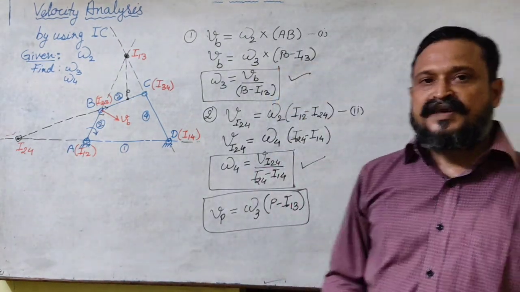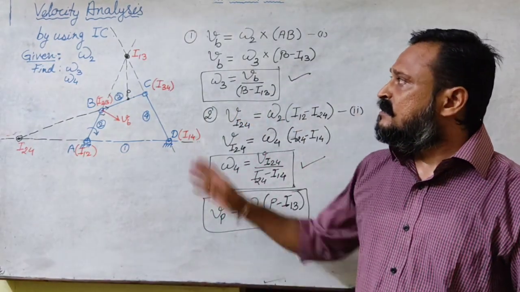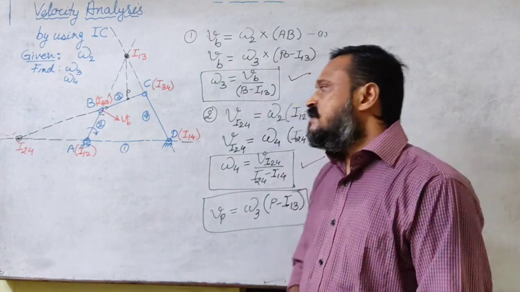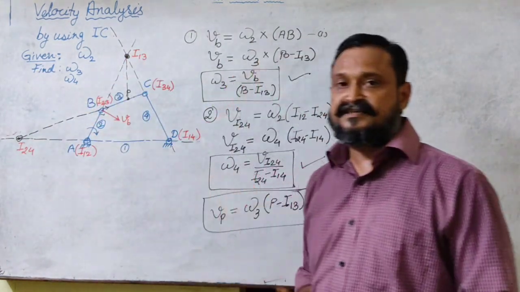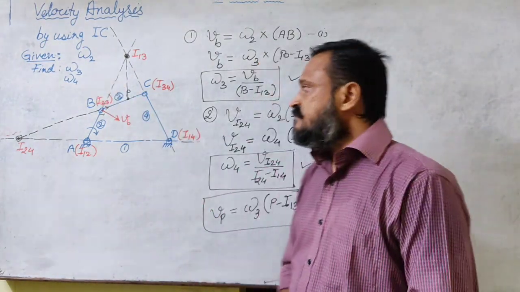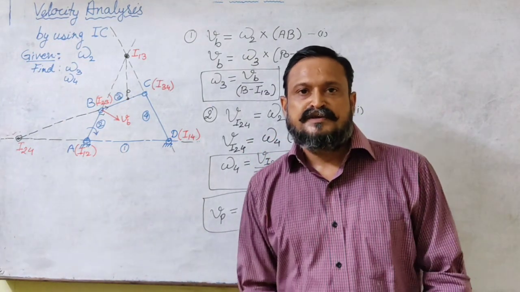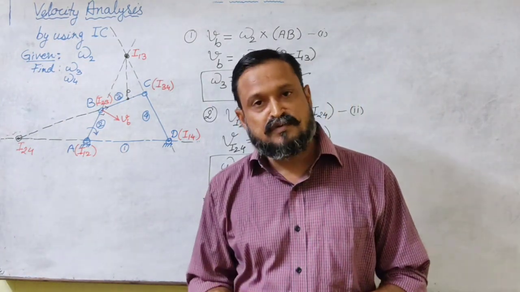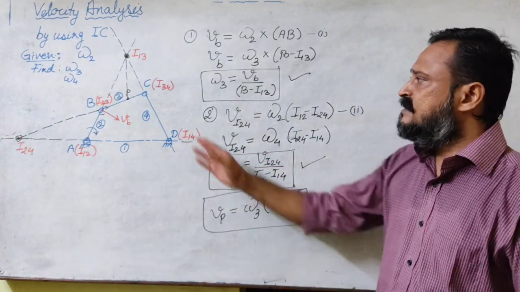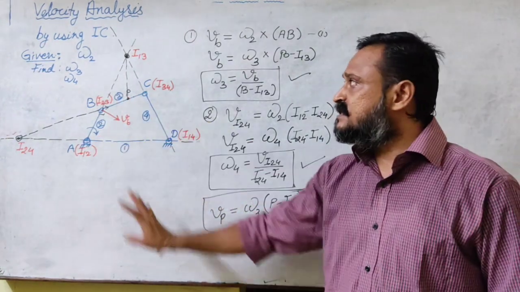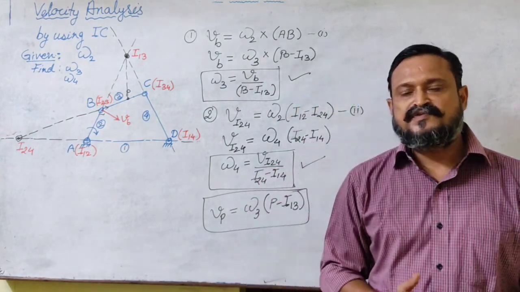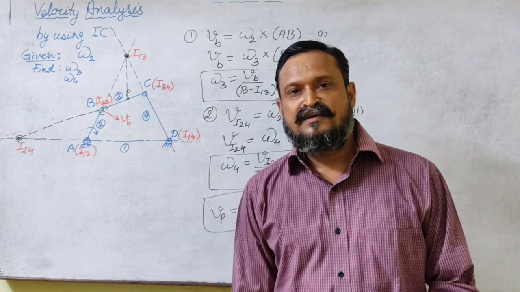So that is how we are taking help of the Kennedy theorem, and we are using the instantaneous centers to determine the angular velocities or unknown velocities for the given mechanism. So that is what we have seen. We have understood what an instantaneous center is, what relative instantaneous centers are, and how we can use those instantaneous centers to do the velocity analysis for a given mechanism. So this is all for this session.